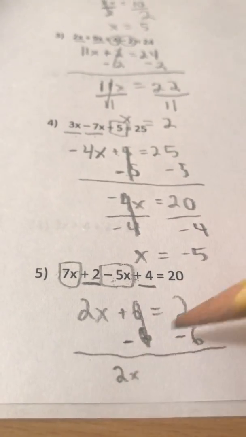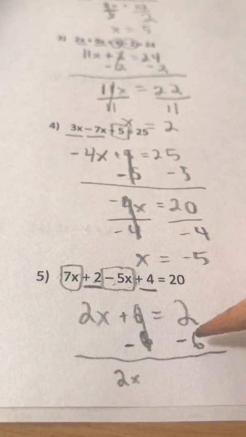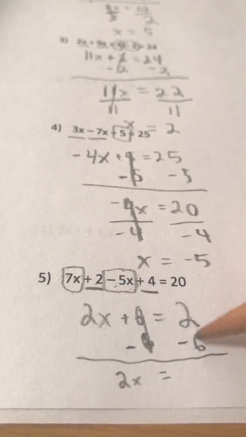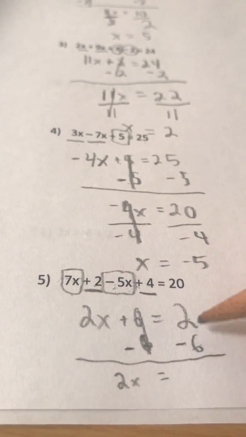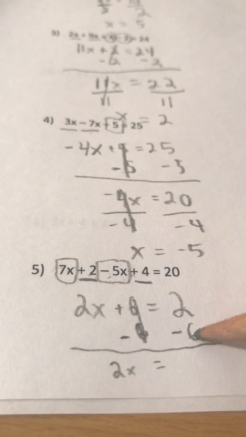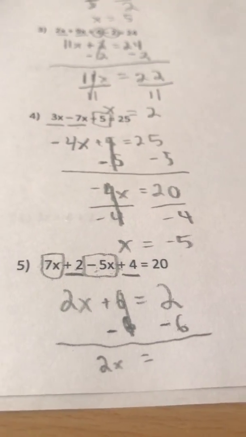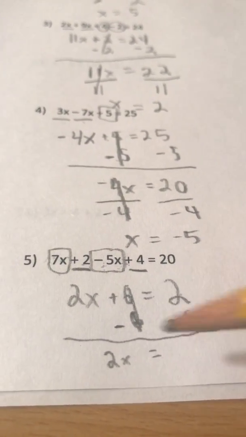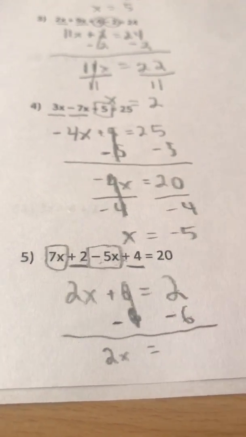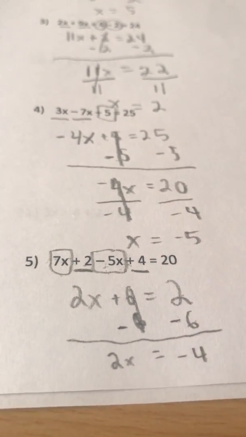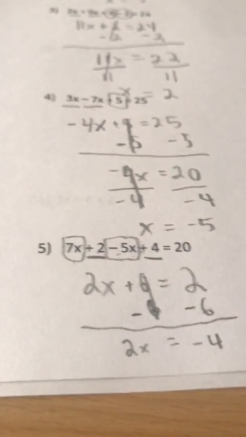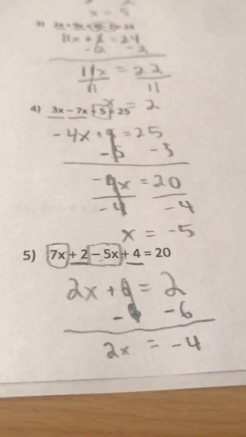I'm left with 2x. On the right side, 2 minus 6. I'm at 2, and I'm minusing 6. I'm going to get colder, right? I'm taking away something positive, so I'm going to get colder. So I'm going to get negative 4. You could use your calculator, by the way. But I want you to be able to do that. But if you need to, use your calculator.